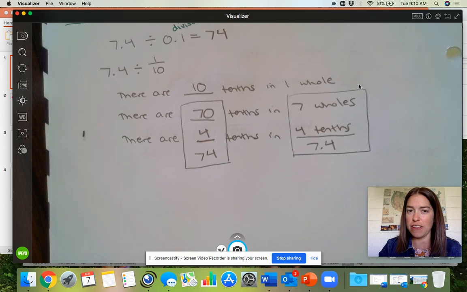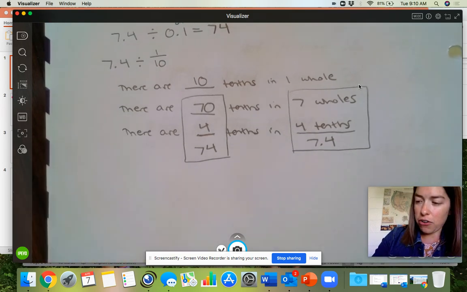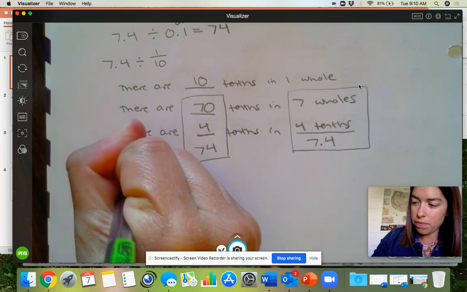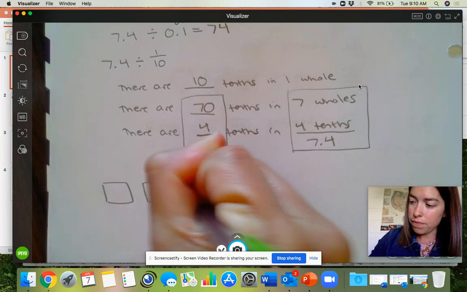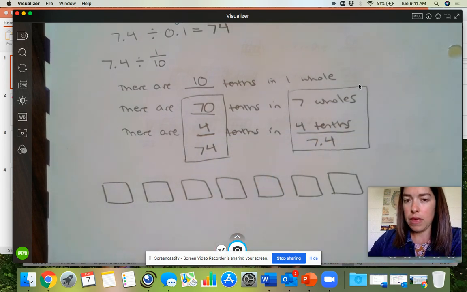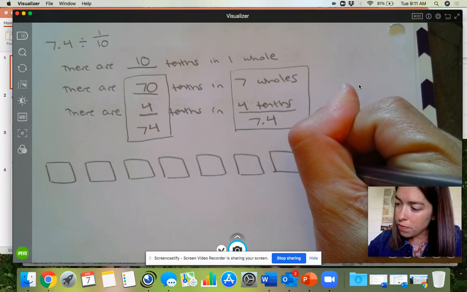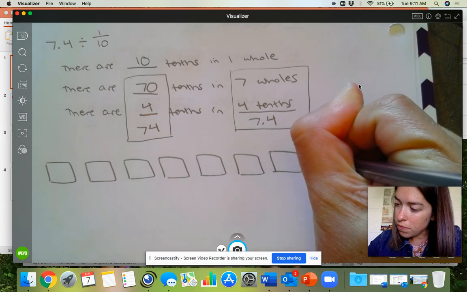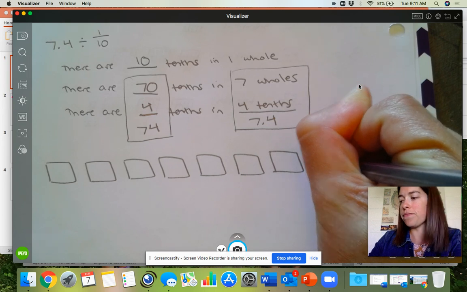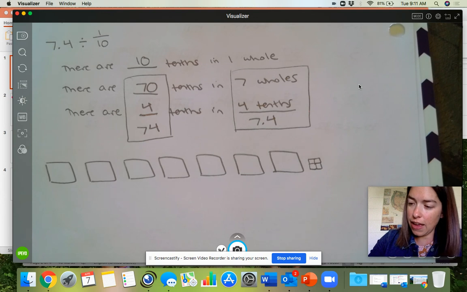Remember that my question is how many tenths are in 7 4 tenths. So let's draw out our 7 wholes. And then I need 4 additional tenths. All right, let's go ahead and split up our 7 wholes into tenths.